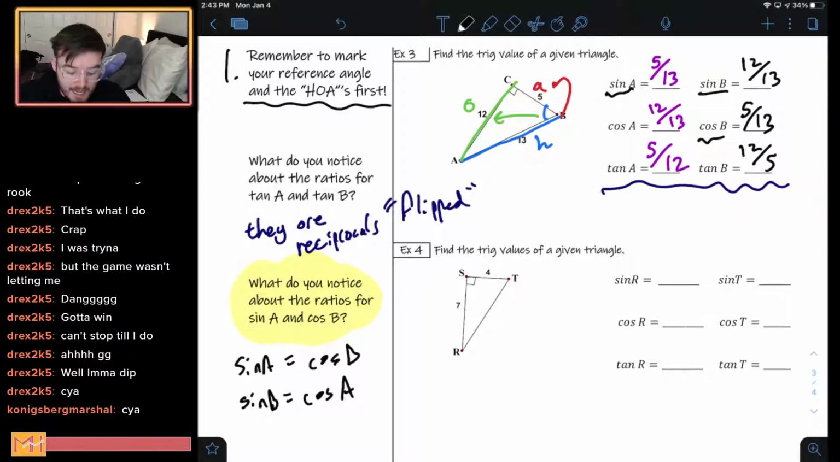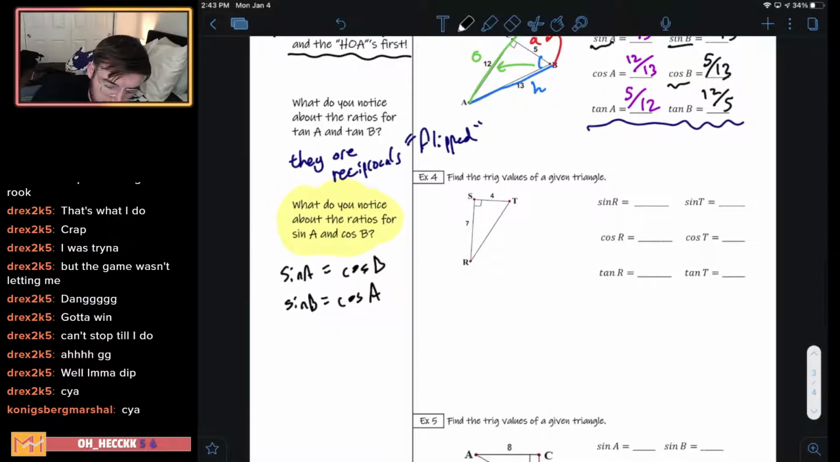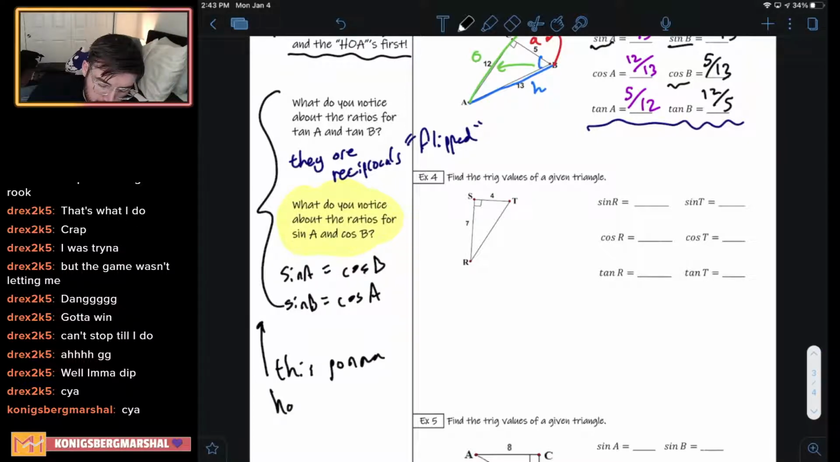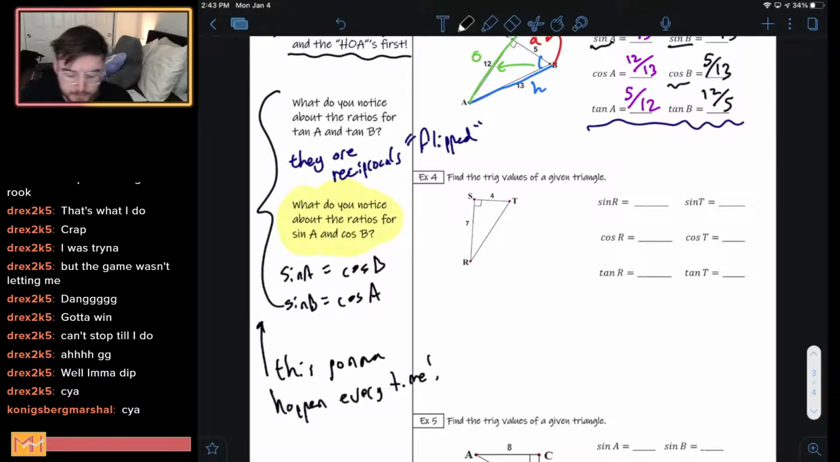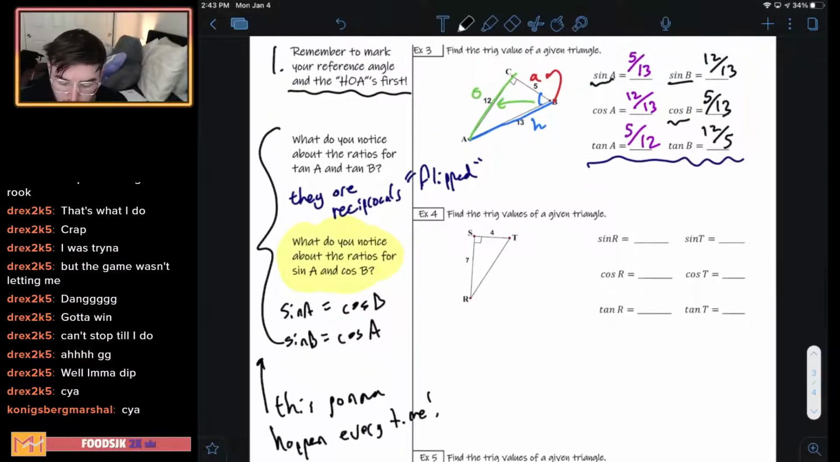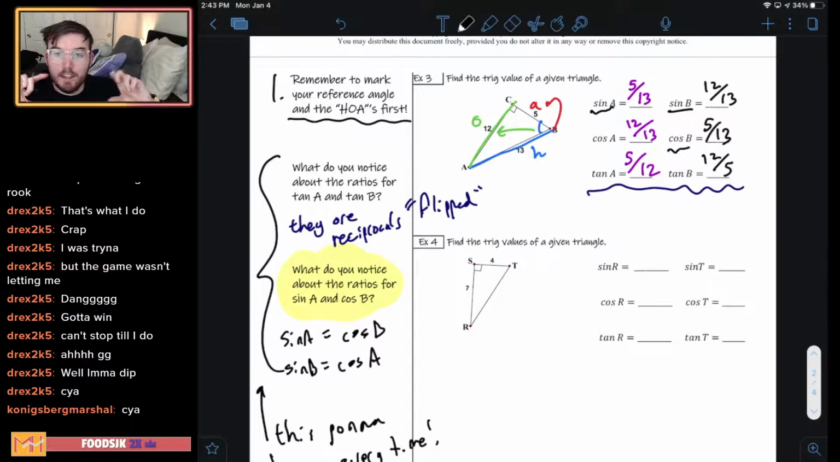Yeah, that's going to happen every time. Every time. So basically when you've solved for one half, you immediately have the other half, right? Kind of. So let's watch it in action.